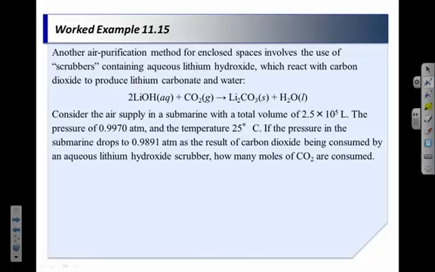So this is another practical reaction, and this reaction is used on a submarine to remove CO2 from the atmosphere, because as the sailors are breathing out, they produce CO2, and if that accumulates too much, then that becomes a hazard. So they need to scrub that or remove it from the air. So lithium hydroxide will pull that CO2 out of the air.